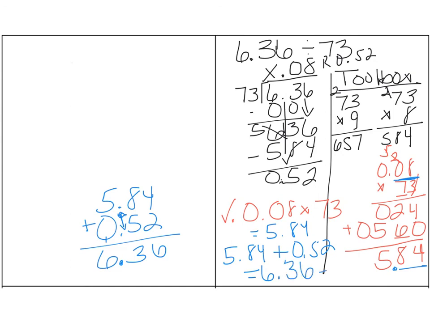Let's see. Does that match my original dividend? You betcha. So my quotient of 0 and 8 hundredths is correct, with a remainder of 52 hundredths. Make sure you showed all your work.